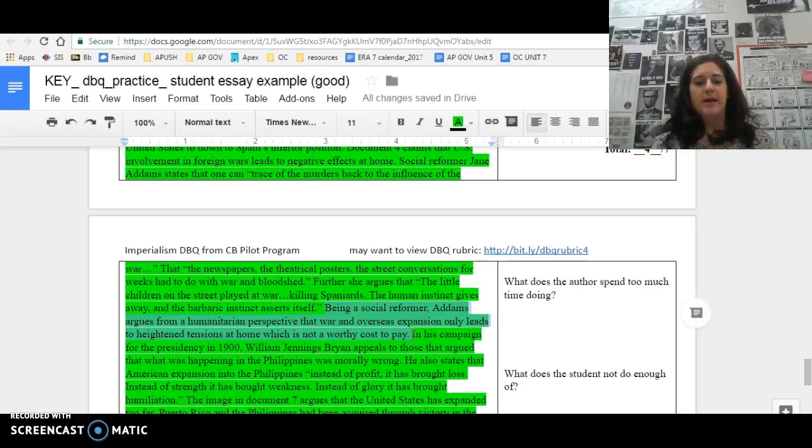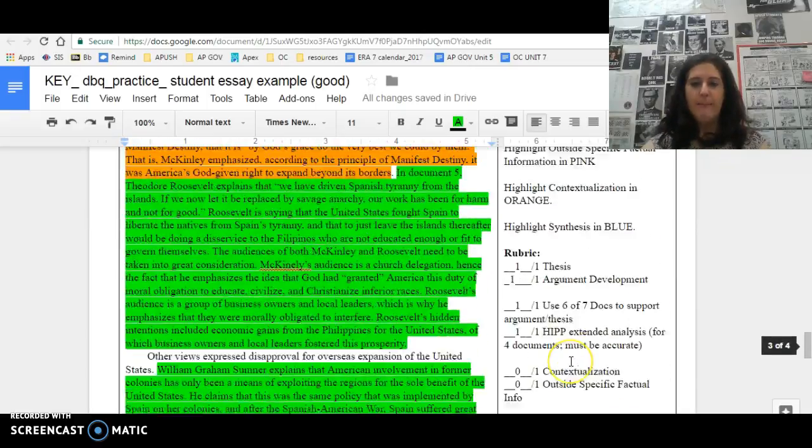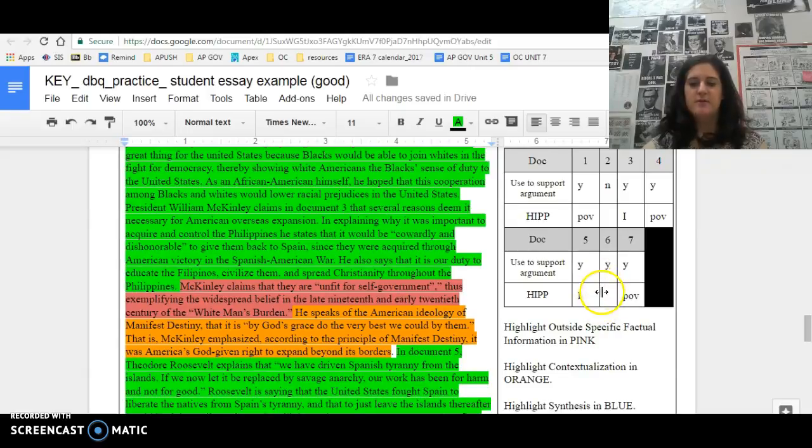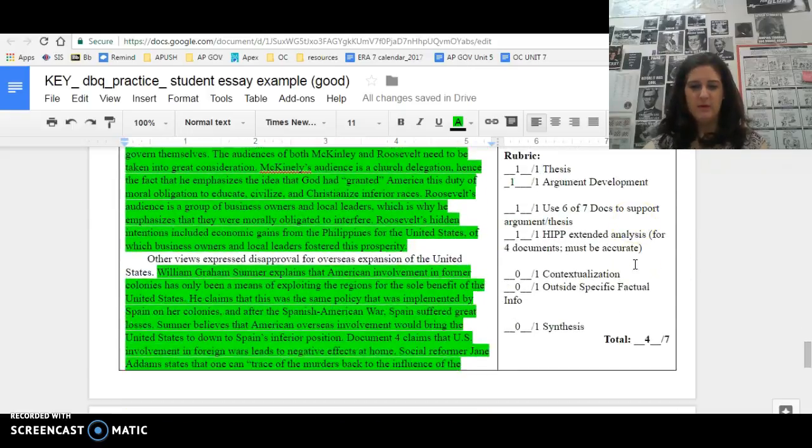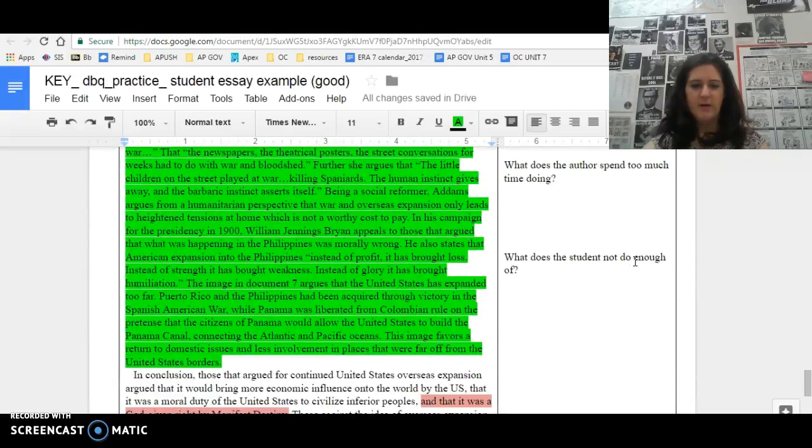William Jennings Bryan, also, that is a strong use and summary of the document, but they do not extend to HIP. And the same for 7. They do use that very, very well. That was the image of the eagle.